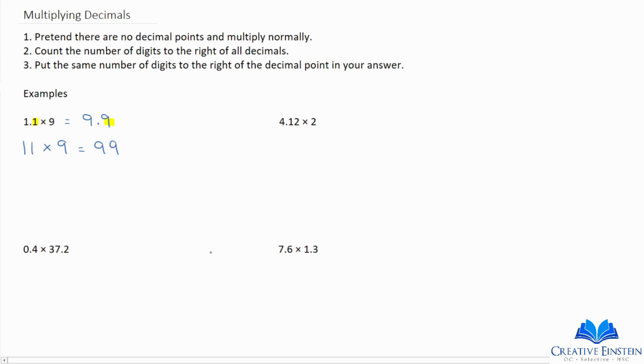Let's go through some more examples. 4.12 times 2. Again, we're going to pretend there is no decimal. 412 times 2. We can double 412 in our heads. 824. Now I'm going to count the number of numbers after the decimal. 1, 2. There are 2 numbers after the decimal place. So our answer is going to have 2 numbers and then our decimal place. So 4.12 times 2 is 8.24.